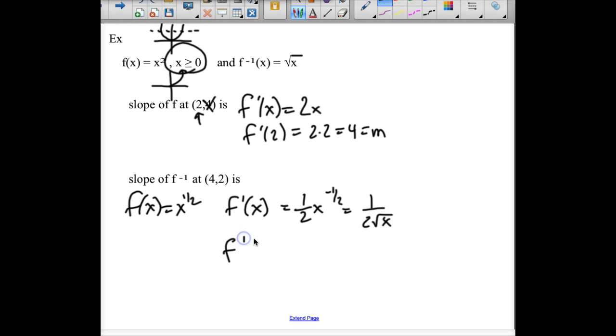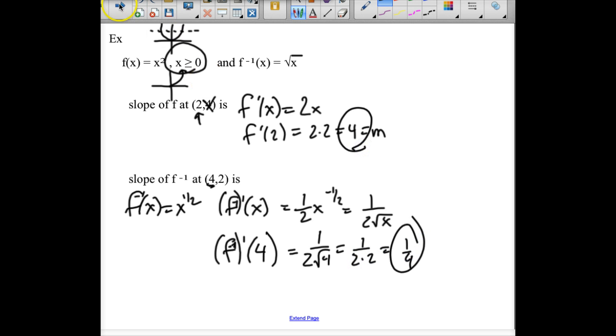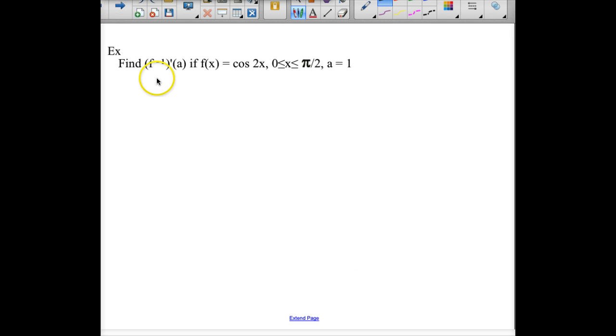And we want that, I should put inverse here, that's my inverse, at the corresponding point, which is the point (4, 2), so I'm plugging 4 in. So the derivative of the inverse at 4 is 1 over 2 times the square root of 4, which is 1 over 2 times 2, which is 1/4, and it's the reciprocal. So just demonstrating that property.